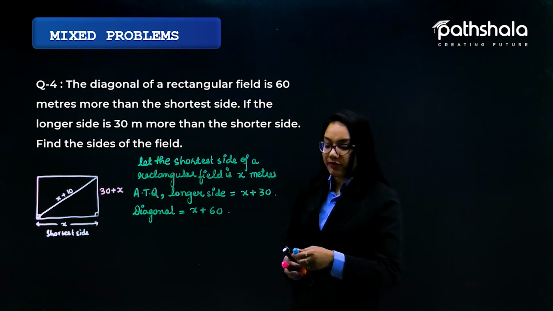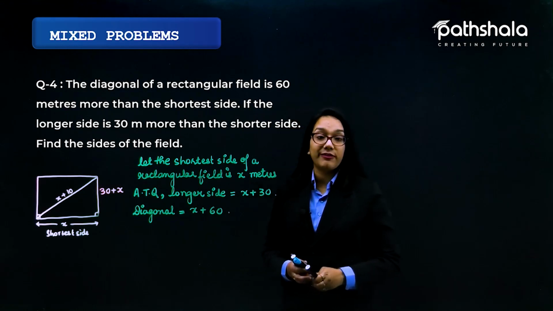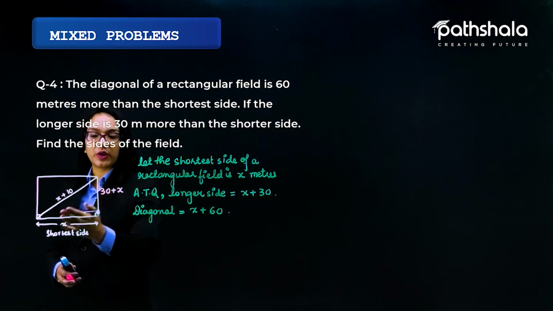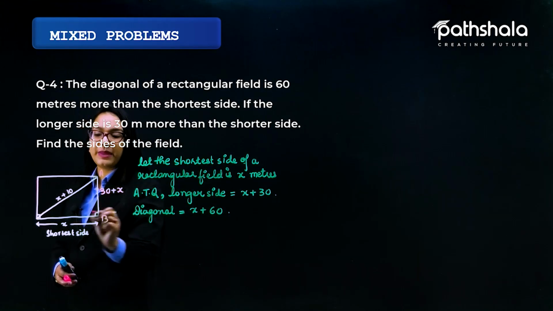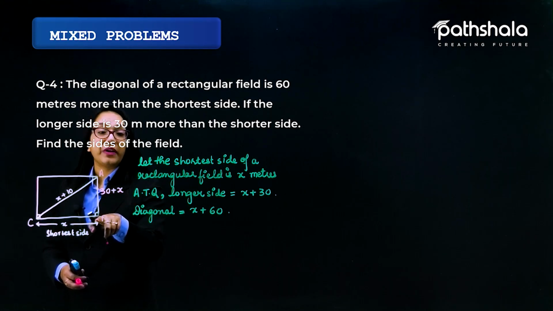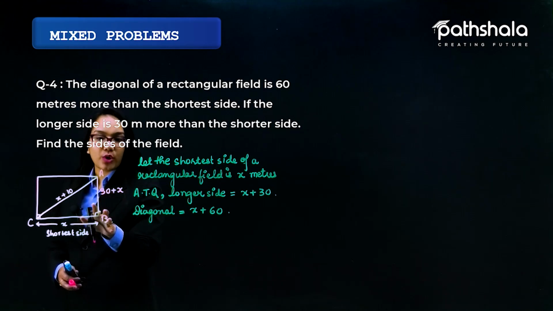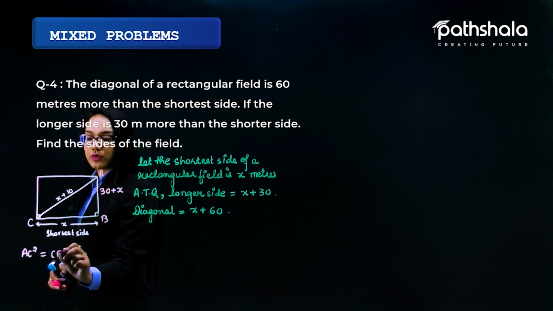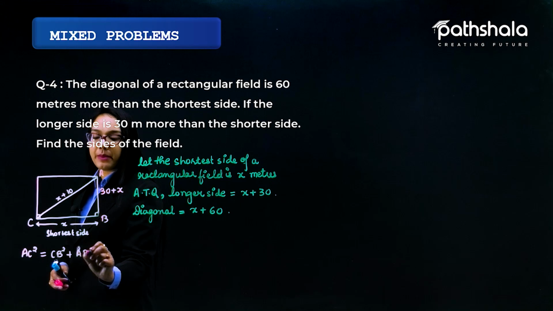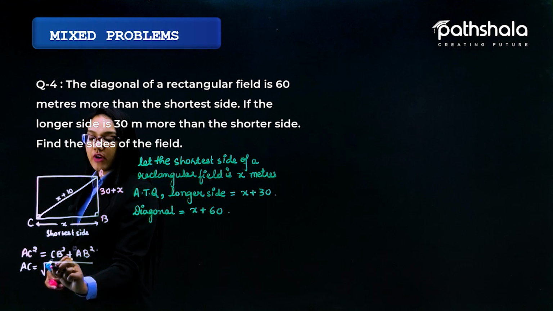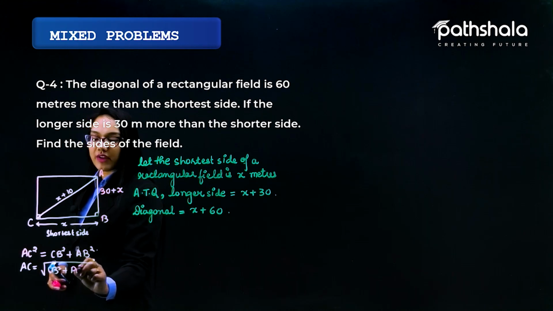Now using the condition of the diagonal as x plus 60, we'll find the value of x. How? As we can see over here, if we are talking about this particular triangle, let us suppose I'm calling it ABC, then we know that we have a right angle at the vertex B. So it can follow the Pythagoras theorem. As per the Pythagoras theorem, AC square is equal to CB square plus AB square, and furthermore AC is equal to the square root of CB square plus AB square.